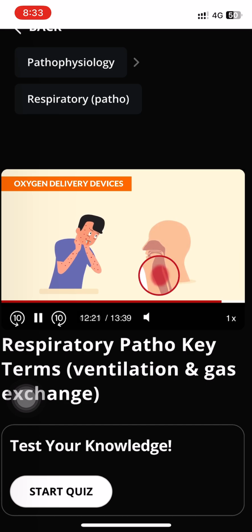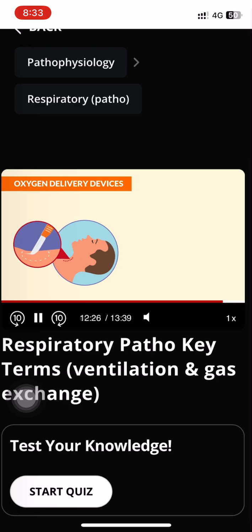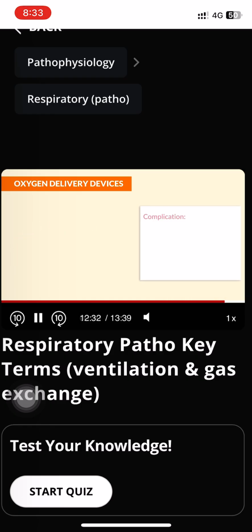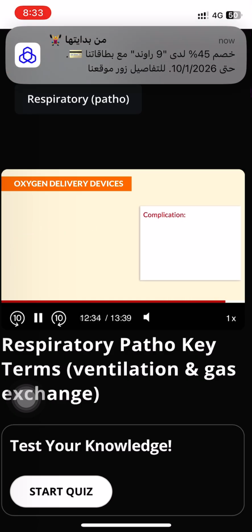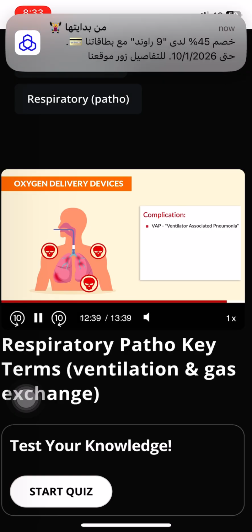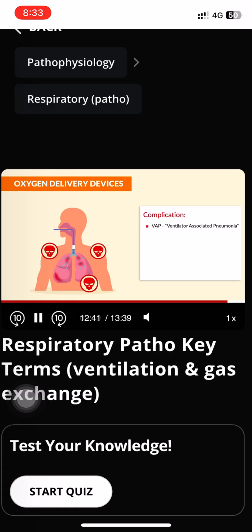We get swelling in that throat region, which closes the trachea, and even patients who are post-thyroidectomy get swelling near that trachea. Now, the big stuff to write down is the complications. So write down VAP, ventilator-associated pneumonia. Always a huge key point on many exams.